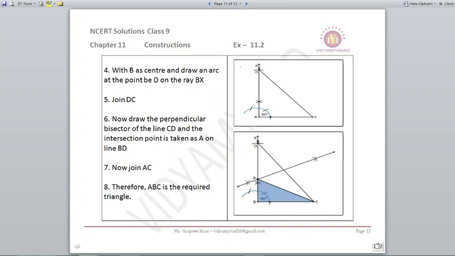On DC, you will again draw the perpendicular bisector taking D and C as the points. Wherever that line meets your BD, mark it as A. Join AC and ABC becomes your right angle triangle.